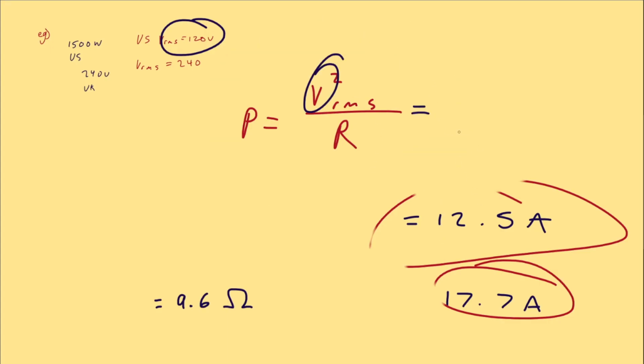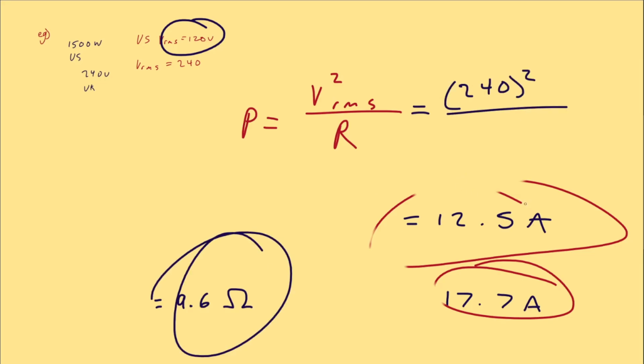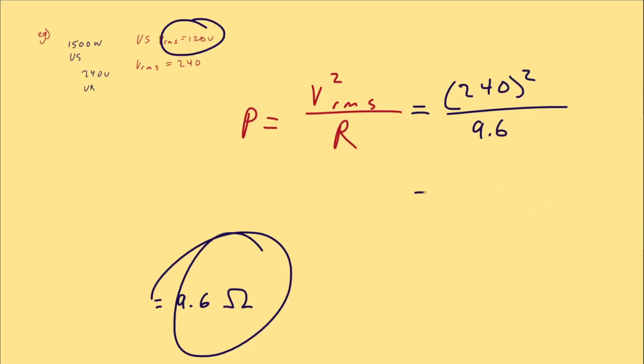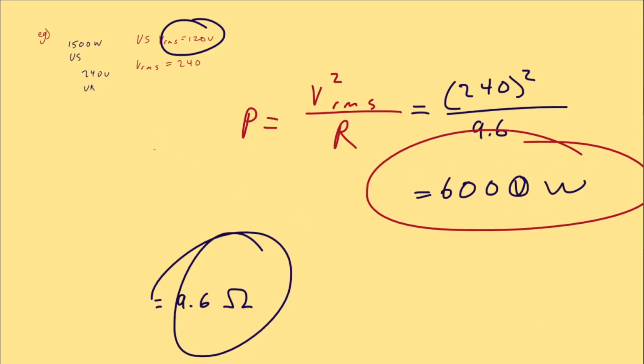V RMS squared is 240 squared. The resistance we found as 9.6. So that means it's now 6,000 watts of power. What does that mean? The hairdryer draws 4 times the power, which will probably melt the coils or trip the fuse. So here's a quick recap.